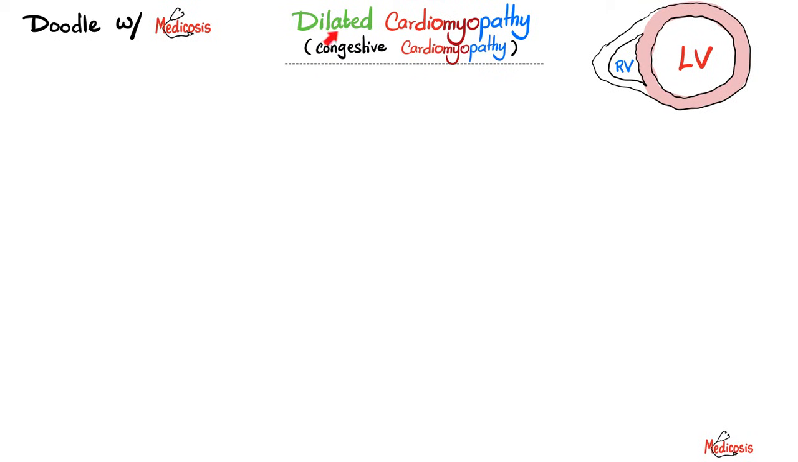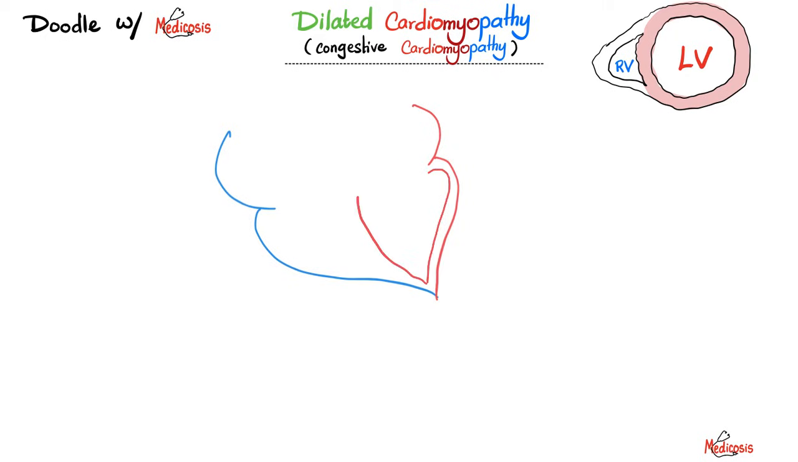If you want to understand dilated cardiomyopathy really well, bring a pencil and paper and let's do it. Here's the right side of the heart with the blue color, and here's the left side of the heart with the red color. The ventricle is super duper dilated. Okay, and we present as congestive heart failure.